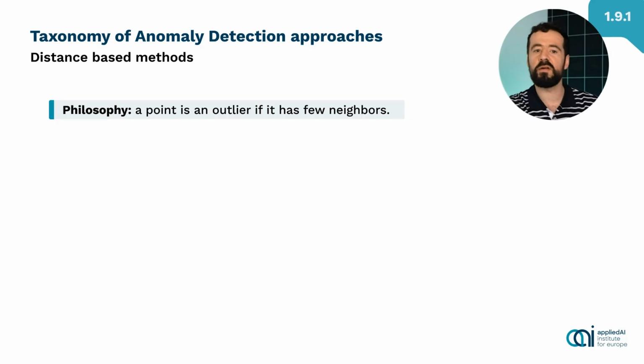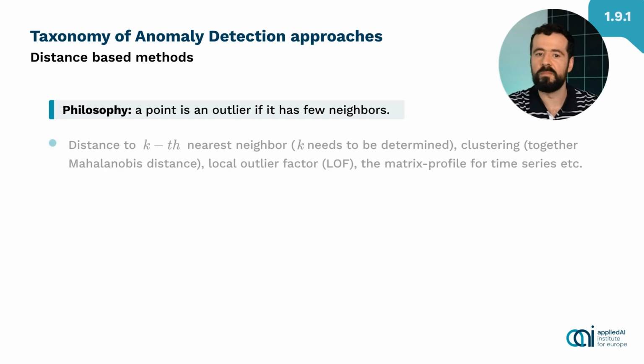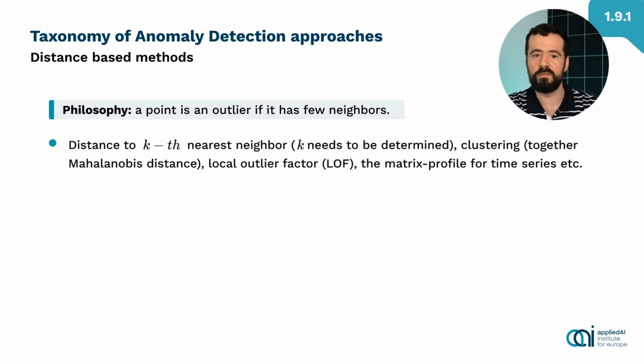So the first philosophy is the one of distance-based methods. Here we say that a point is an outlier if it has few close neighbors. Methods that imply this philosophy are k-nearest neighbor-based methods, clustering in combination with the Mahalanobis distance, the local outlier factor, or the matrix profile for time series.